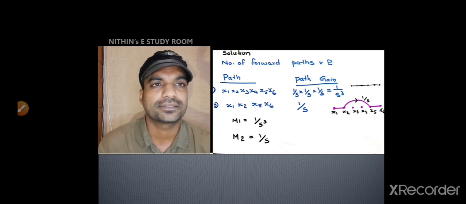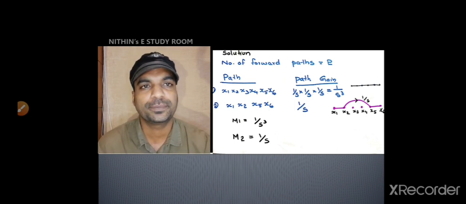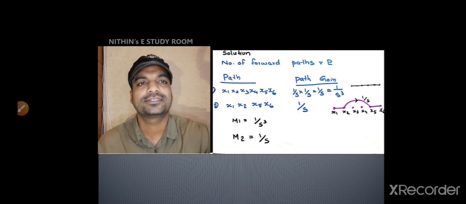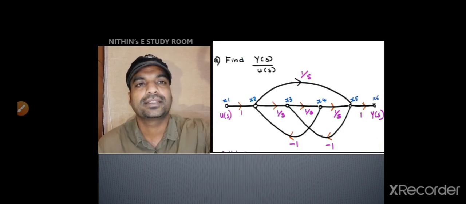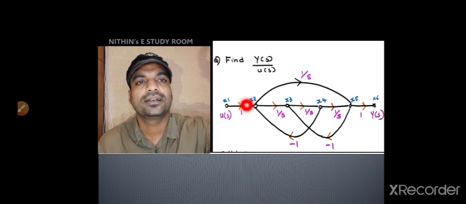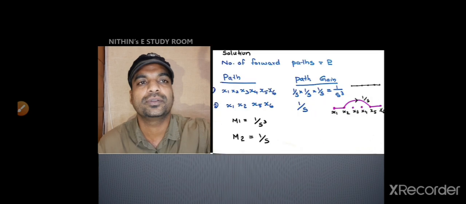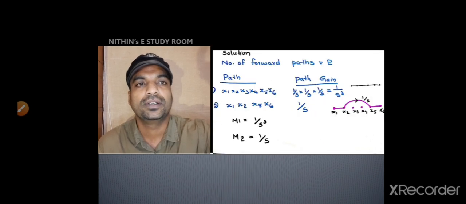So the number of forward paths is equal to 2. The first path is x1, x2, x3, x4, x5, x6. And its path gain is 1 by s, 1 by s, 1 by s into 1. So it will become 1 by s cube.